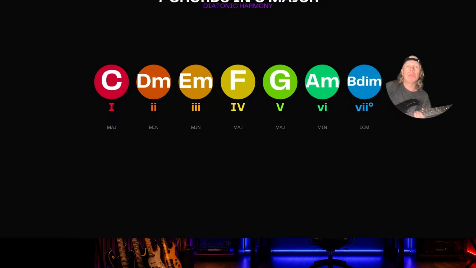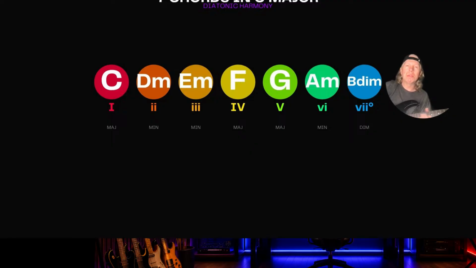Okay, and here are the chords that you end up making up in a major key. The first is always major, not C major, but it's always major. The second one is always minor. The third is always minor. The fourth is always major. The fifth is always major. Sixth is always minor, and the seventh is always diminished.